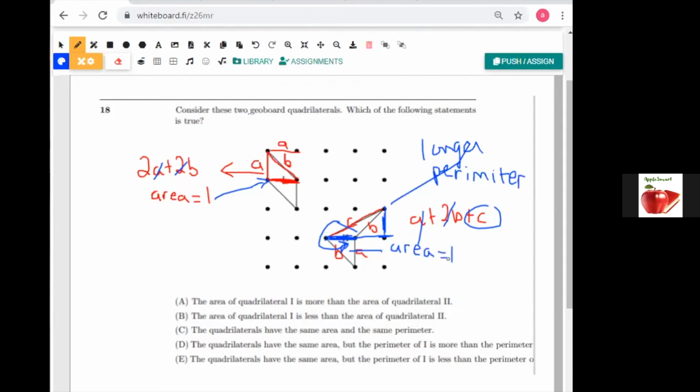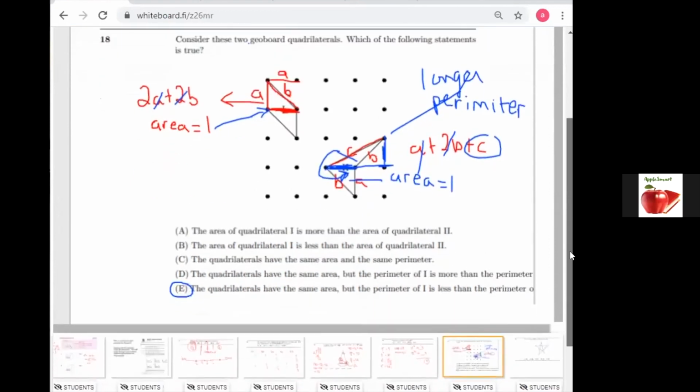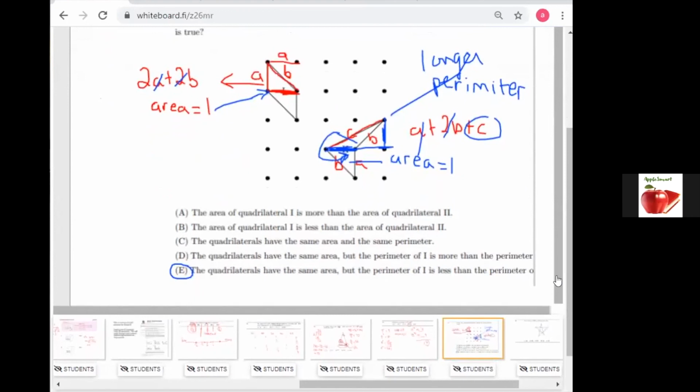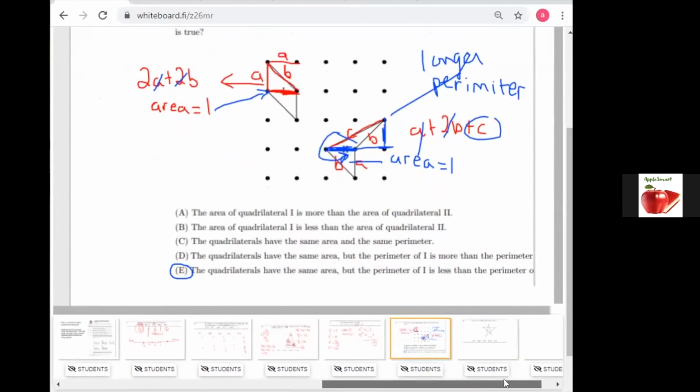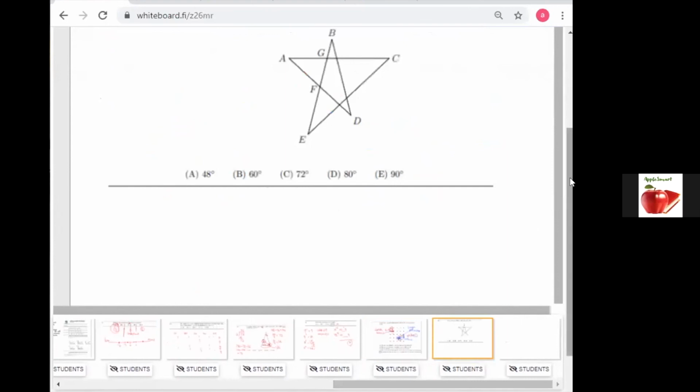So then which of these statements is true? We'd have to read them all. And I would read this one. They have the same area, but the perimeter, it's E. So we would be going through each piece of this puzzle. And again, if I had a class, I would be doing less talking and the students would be doing more talking. Do we have time for one more? This one's kind of a cute one.